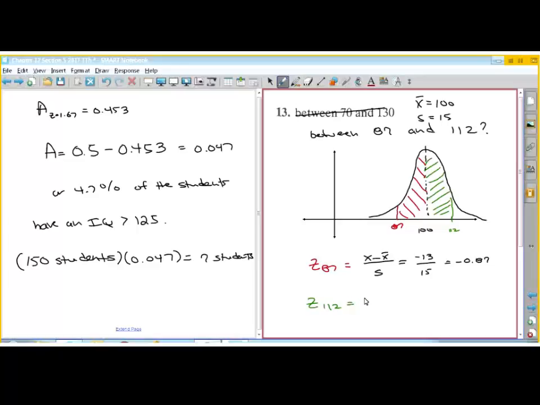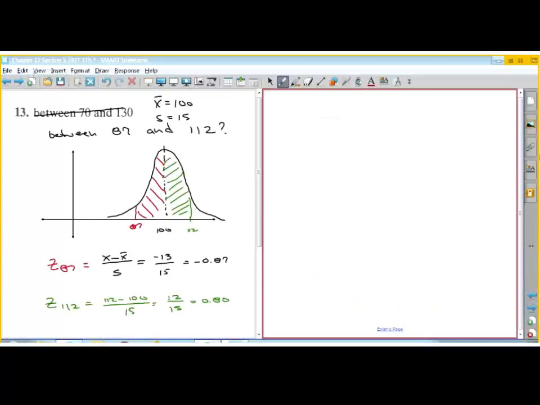You're not sure what to do? Okay. So what is the value? It's 112. What's the mean? 100. Yep. And what's the standard deviation? 15. So you get 12 divided by 15, which is, you have to use your calculator for that. It's 0.8. Yep, that's right. It's exactly 0.8.